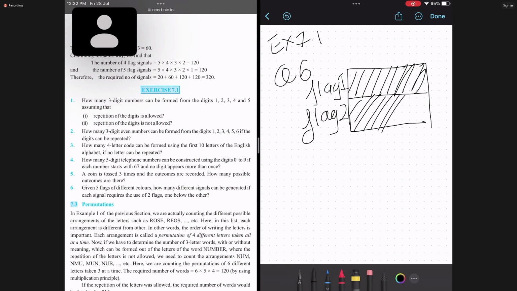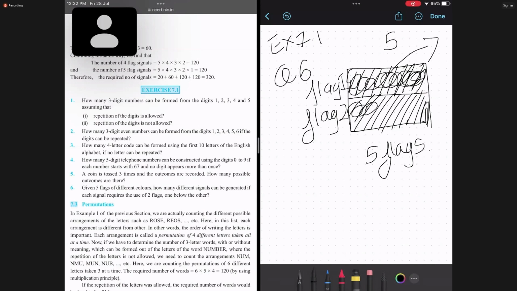Now it has already been stated to you that you have 5 flags that you could use. So the first part of the signal can be made up using 5 choices. But as you have already consumed one of the flags in this choice, in the second part, you are left with only 4 flags, right? So this can be filled up in 4 ways. So the number of distinct signals that could be generated is 5 into 4, which is nothing but 20 signals, correct? And this is your answer.